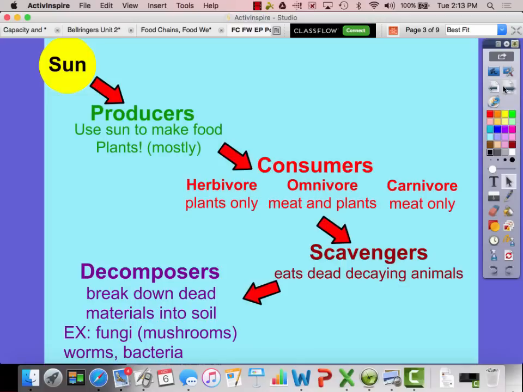And we have three types of consumers. We've got an herbivore who eats only plants, an omnivore who eats meat and plants, and a carnivore who eats only meat. Remember, consumer means to eat. So if they're eating something, they're a consumer.